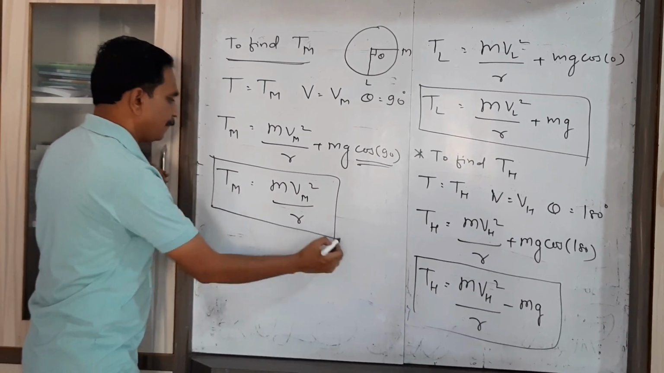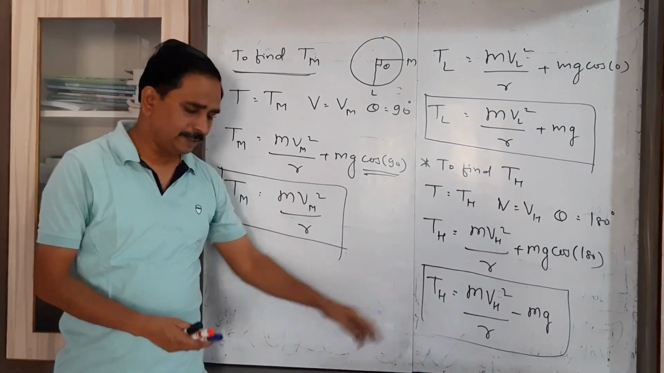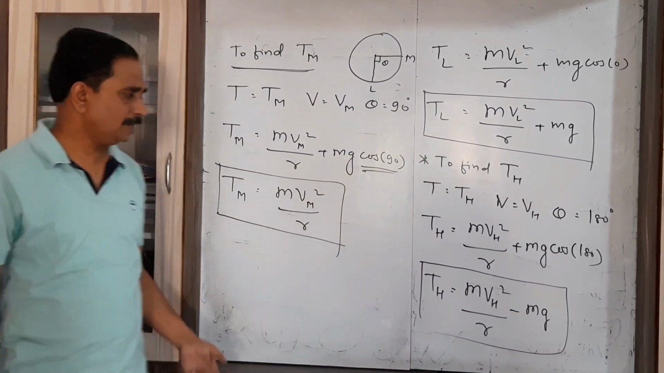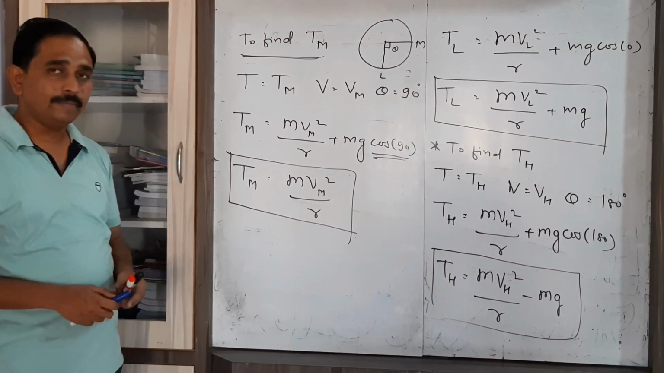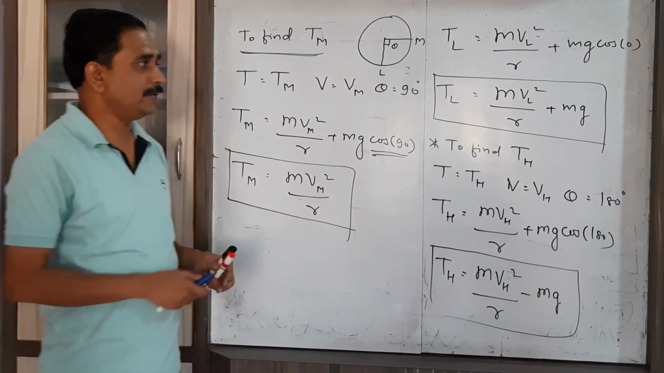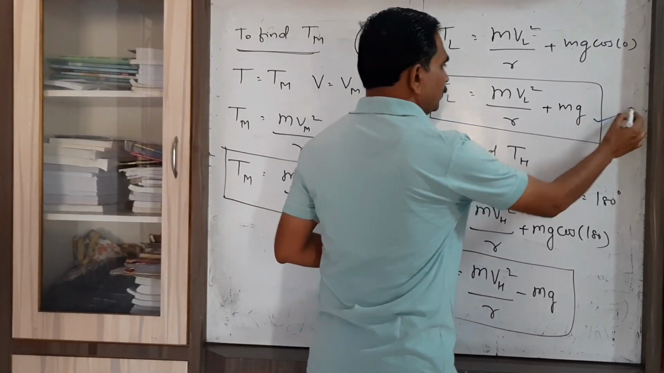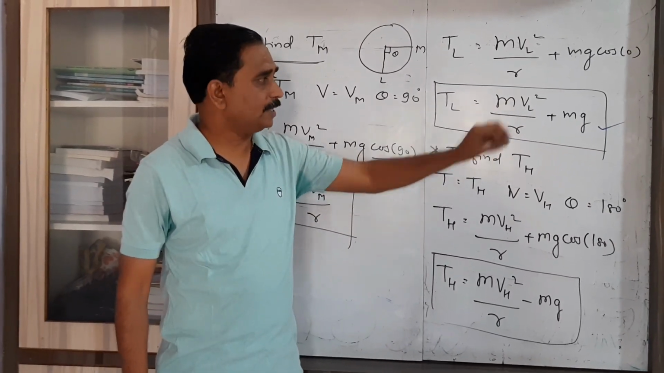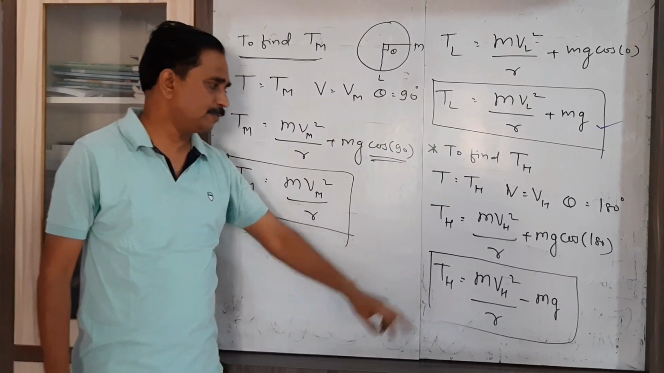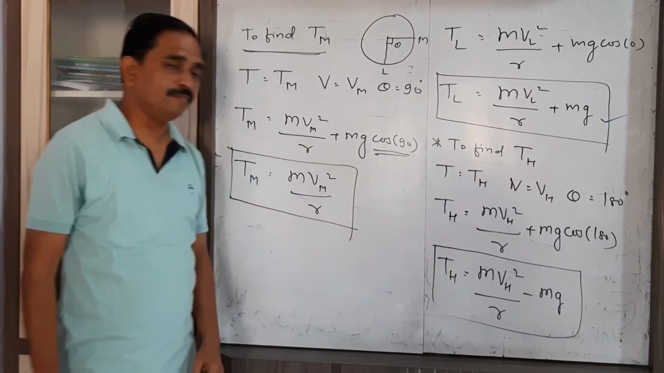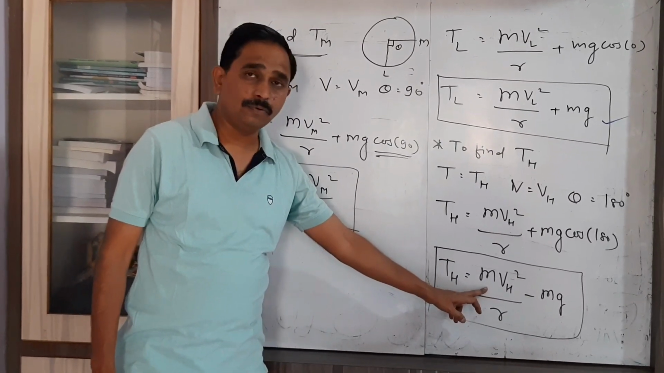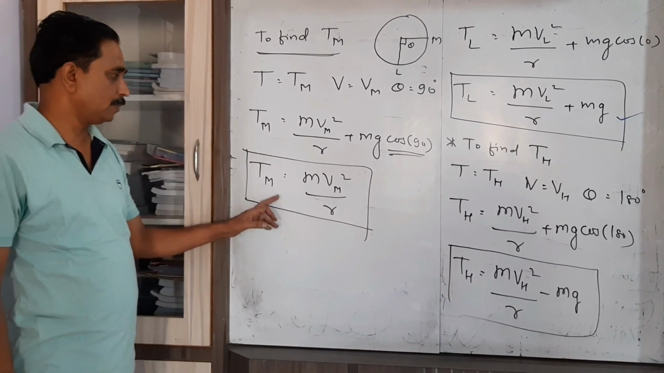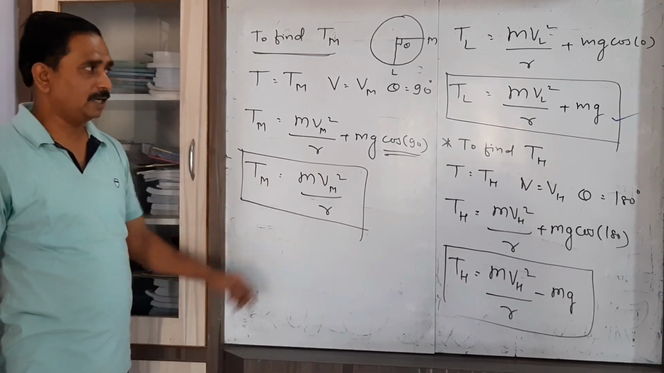Now if you compare the values of tension at these three standard positions, that is at the highest position, at the lowest position and at the middle position, then you will clearly observe that when the body is at the lowest position, the tension is maximum, which is equal to the centripetal force plus its weight. When the body is at the highest position, the tension is minimum, which is equal to the centripetal force minus its weight. And when the body is at the middle or horizontal position, the tension is only the centripetal force.